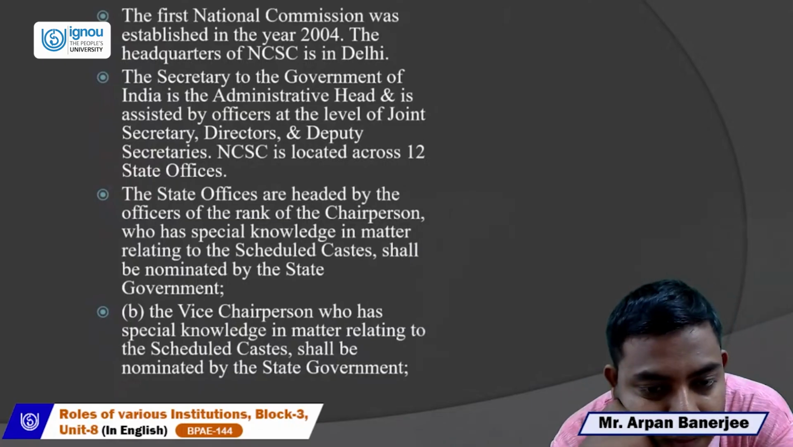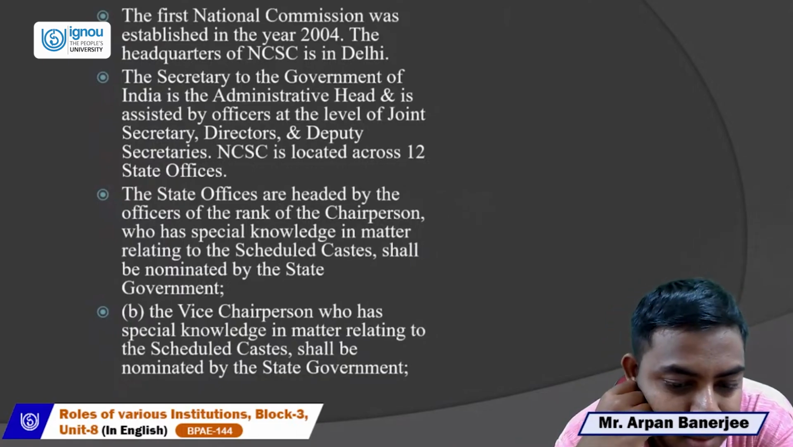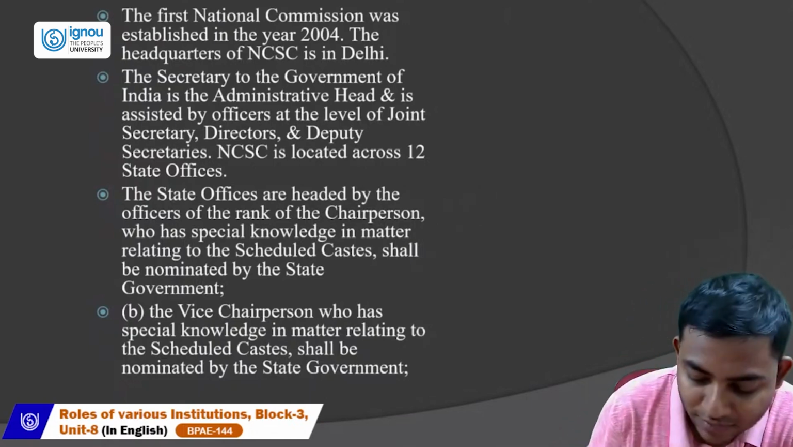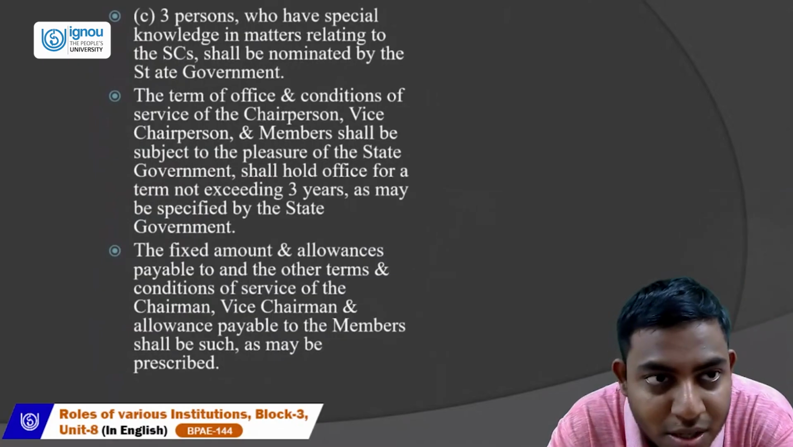The state offices are headed by a chairperson, who has special knowledge in matters relating to scheduled castes and shall be nominated by the state government. The vice chairperson, who has special knowledge in matters relating to the scheduled caste, shall be nominated by the state government. Three persons who have special knowledge in matters relating to the scheduled caste shall be nominated by the state government.